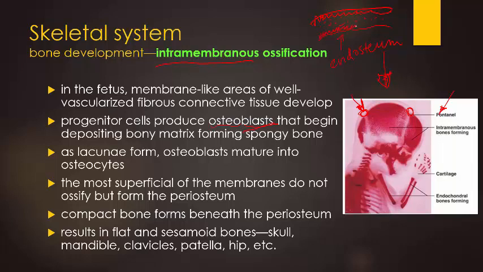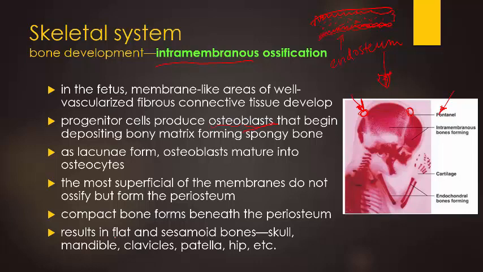A layer of compact bone develops on the inner surface of the endosteum, and again, spongy bone in the middle. So we wind up seeing a sheet of compact bone, another sheet of compact bone, and spongy bone in between those two, and that is the bone that's formed through intramembranous ossification.